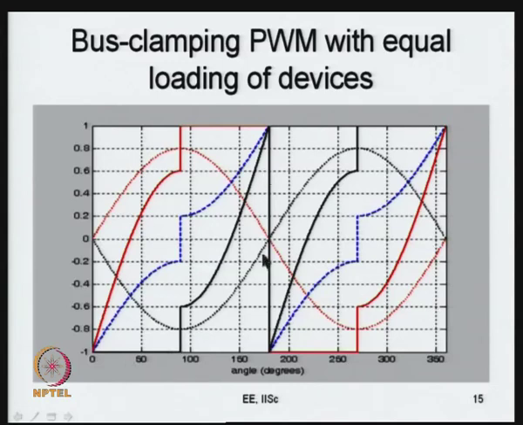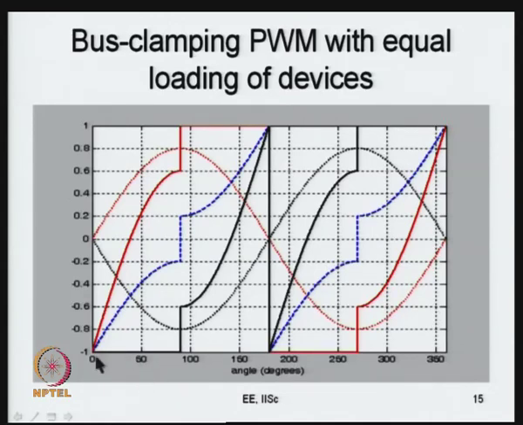Similarly, you take the leg B, which is shown in black ink now. During the first 90 degrees, it is the bottom device of leg B that is on. During the last 90 degrees shown here, the top device is on. So, there is no switching loss here, there is no switching loss here also in B phase leg, and the conduction of the 2 devices are more or less equal, and you end up in equal loading of devices. So, this is one way.